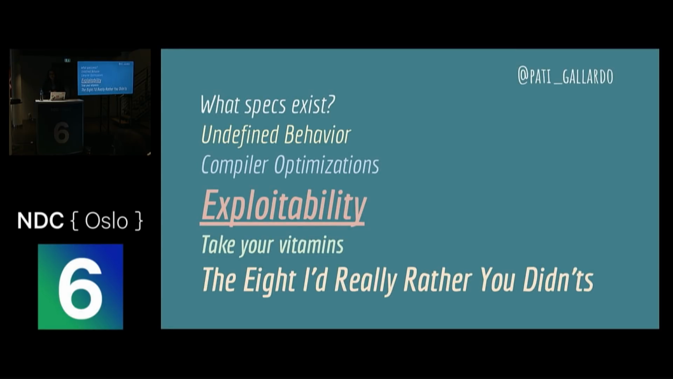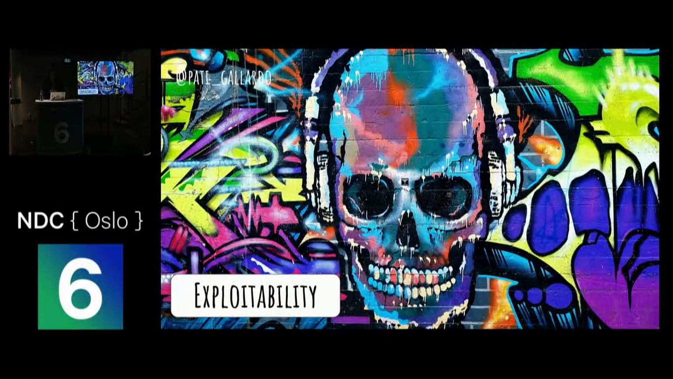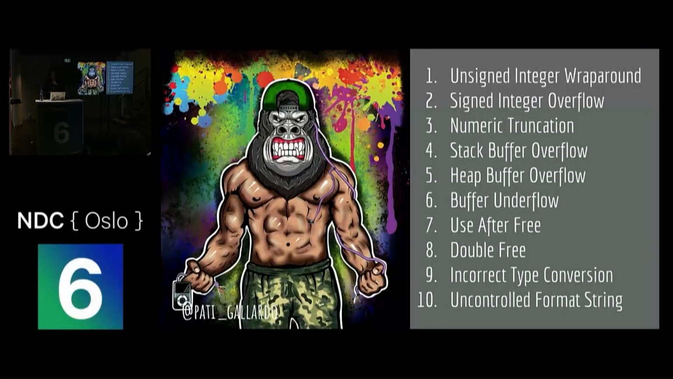OK, so now we've looked a little bit at those, but it's more fun to look at code. So let's look at exploitability. We're going to go through these 10: unsigned integer wraparound, signed integer overflow, numeric truncation, stack buffer overflow, heap buffer overflow, buffer underflow, use after free, double free, incorrect type conversion, and uncontrolled string format.